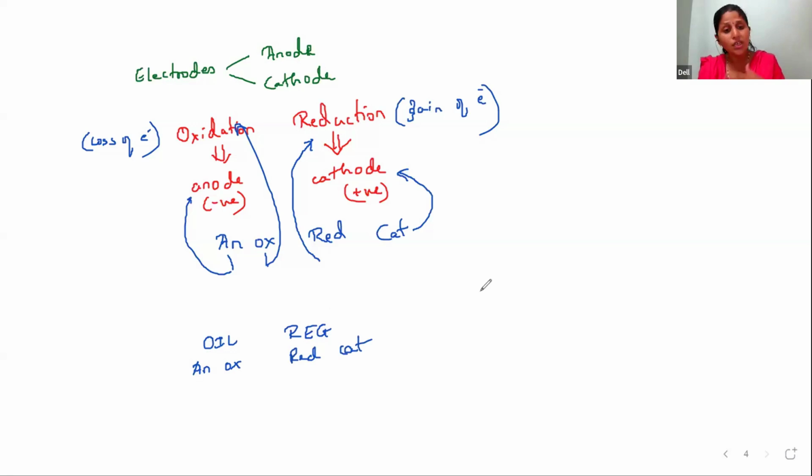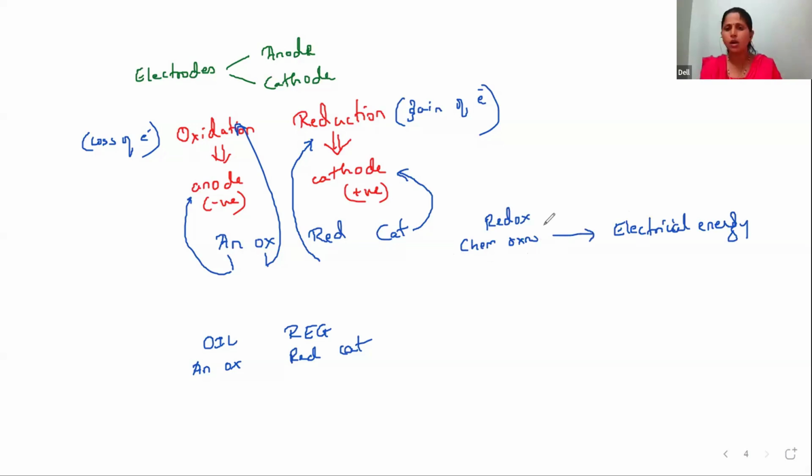Using such redox chemical reactions, to be more specific, using such redox chemical reactions which are spontaneous, we are going to generate electricity. We are going to generate electrical energy. Now, who is going to do this for me? Who is going to fulfill this target for me?